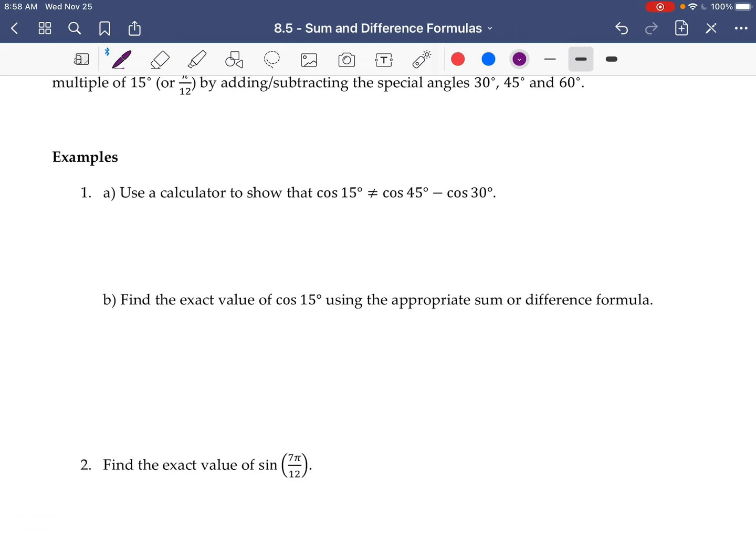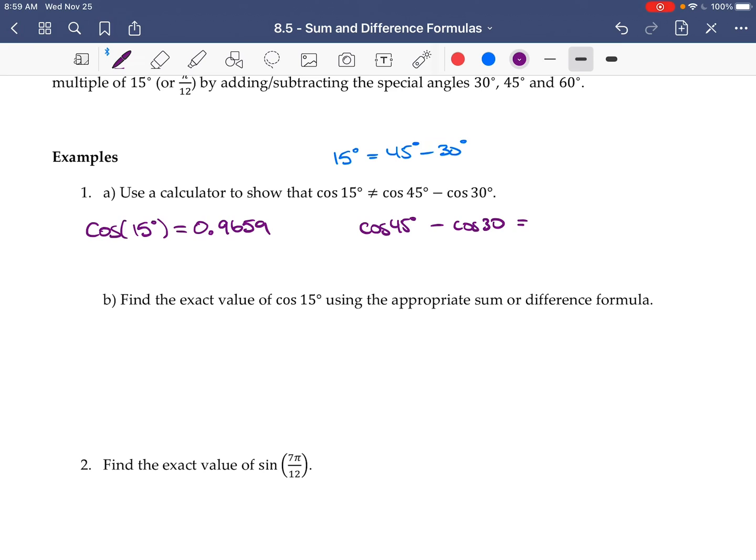We just want to show you that you can't just regularly subtract them. So 15 degrees is equal to 45 degrees minus 30 degrees, but cos of 15 is not cos of 45 minus cos of 30. If you're in degree mode, and you compute cosine of 15 degrees, you should get 0.9659.